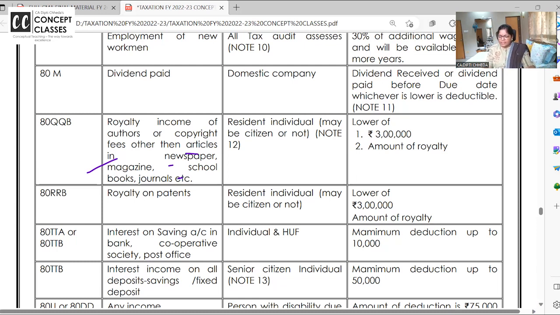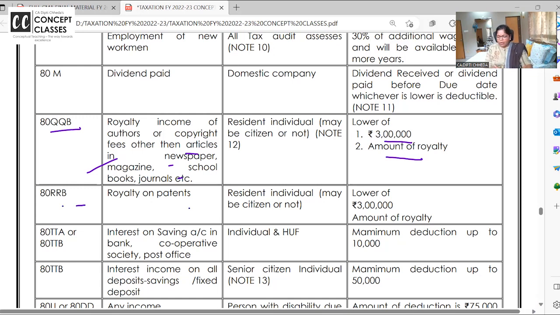And on this royalty income under 80QQB, you get a deduction of 3 lakhs or the actual amount of royalty, whichever is lower. Suppose you get this royalty from a foreign country, then make sure you bring this royalty to India to get this deduction. So that's what 80QQB is.